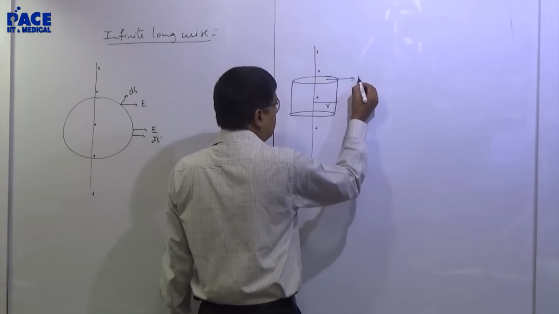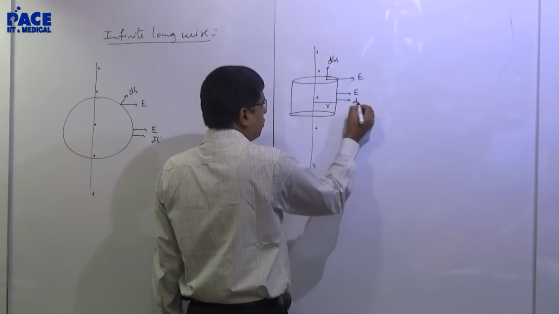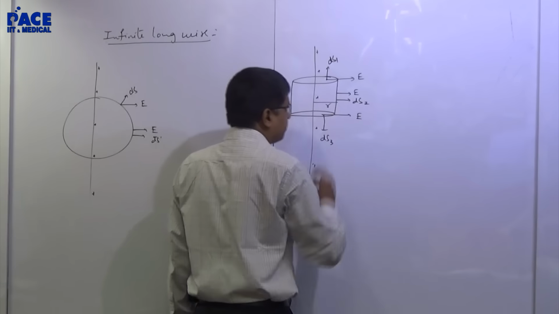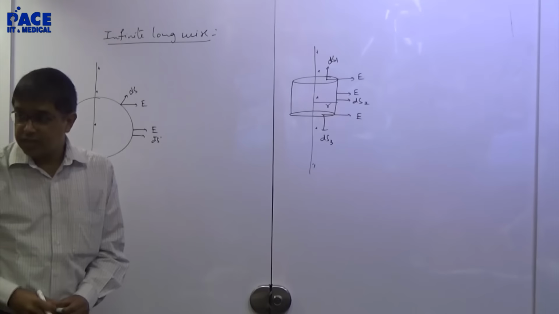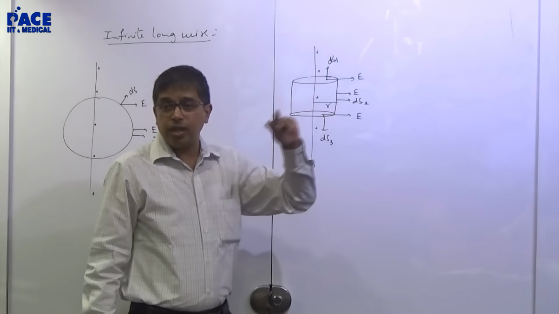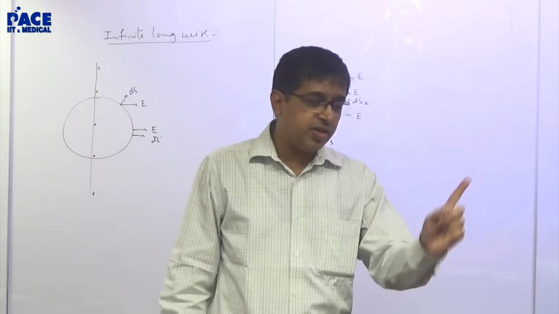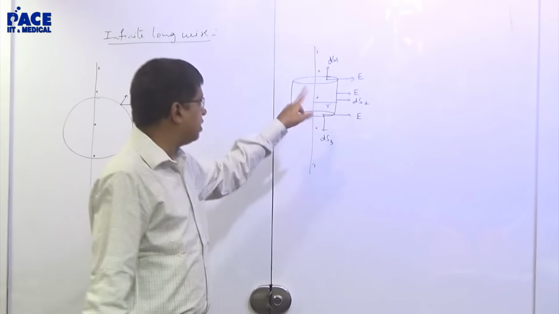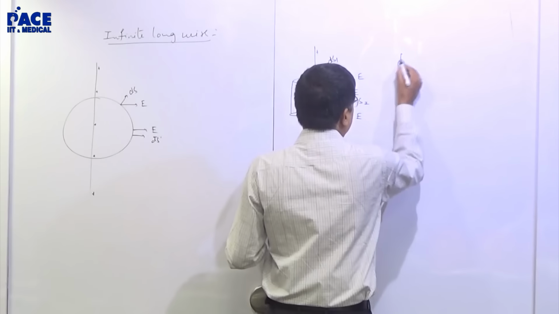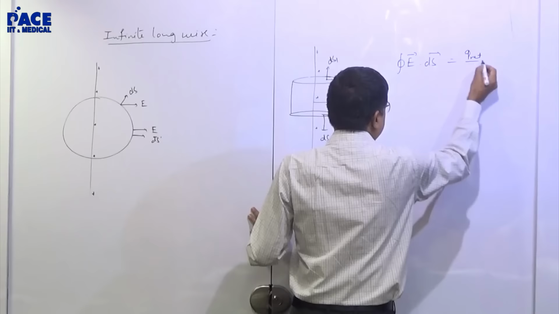Here this will be E, this will be ds, this will be E, this will be ds, this will be E, this will be ds. 3 surfaces, one here, one there, and one on the curved surface. What did you tell me? Preferably assume Gaussian surfaces whose surface area is known and the angle between them is known, preferably 0 or 90. Now when you write closed integral E dot ds is equal to q net by epsilon naught.